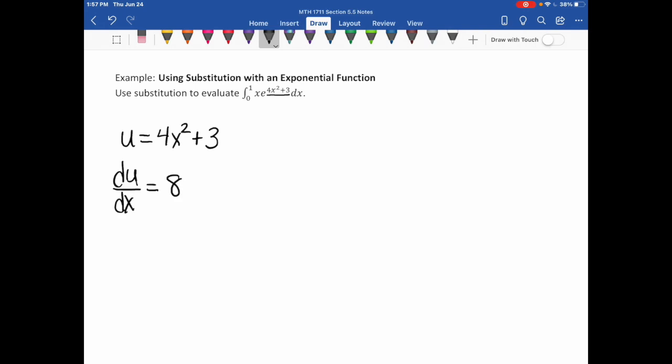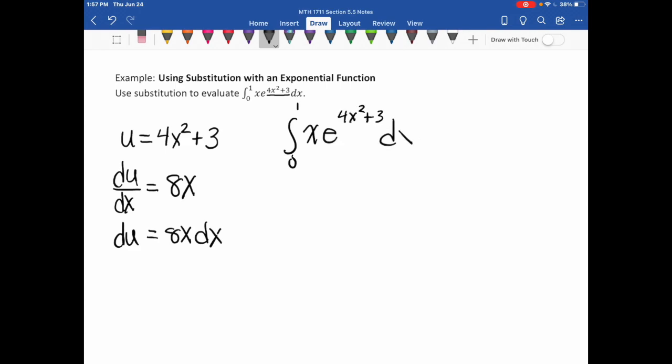So I'm going to take the derivative of u with respect to x, and I'm going to have 2 times 4, which is 8, and then I decrease the exponent by 1. The derivative of 3 is just 0. So now I'm going to multiply both sides by dx.